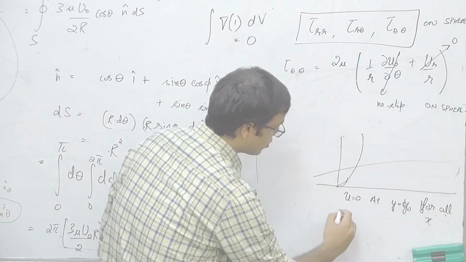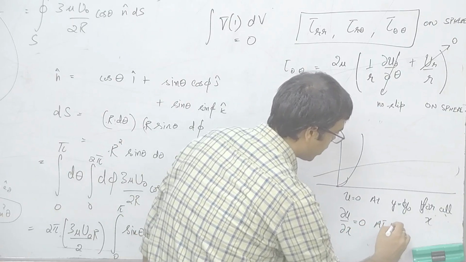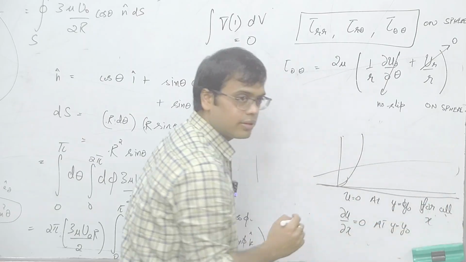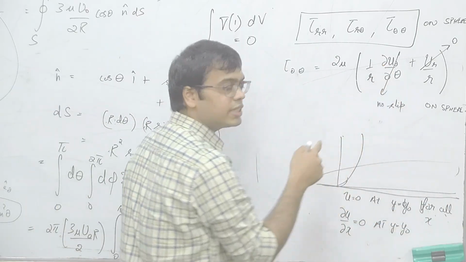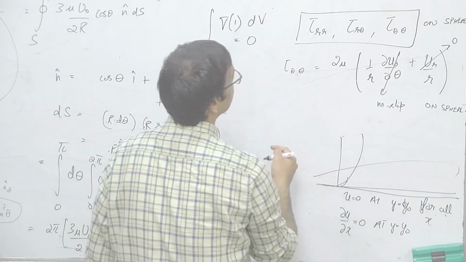So that means you can say that del u by del x is also 0 at y equals y naught. Basically u is 0 for all x here. So the x partial derivative is 0, so the theta partial derivative is 0. So tau theta theta is actually 0.